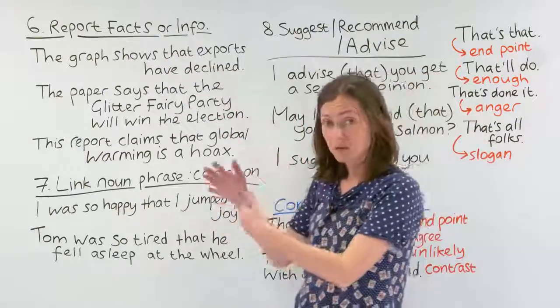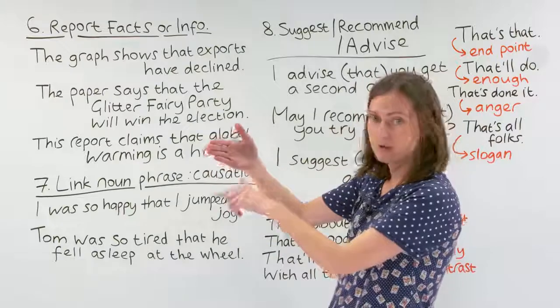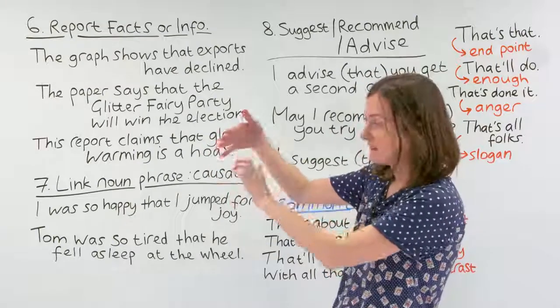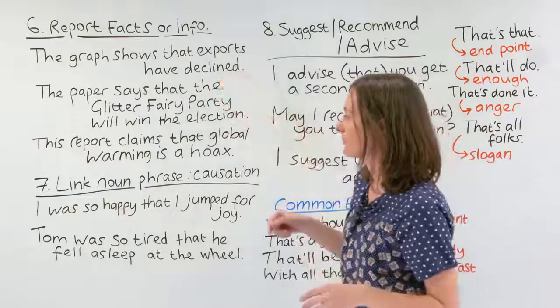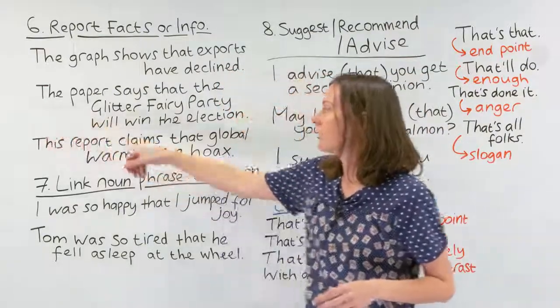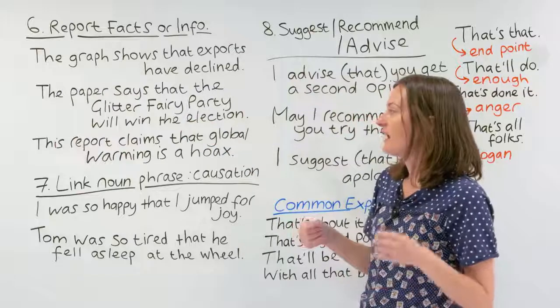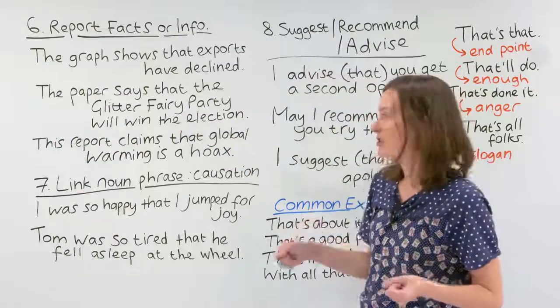This is a fact or information because I'm looking at the graph and I can see the line where the exports are declining. Another example. "The paper says that the Glitter Fairy Party will win the election."